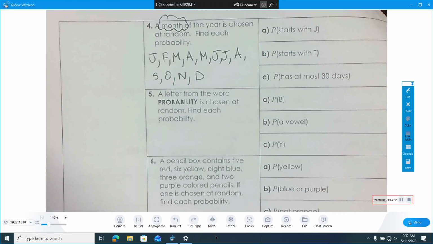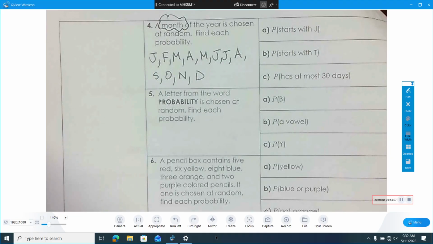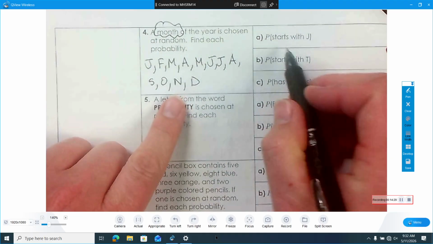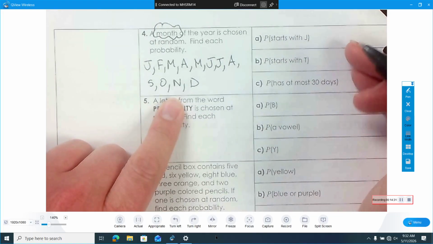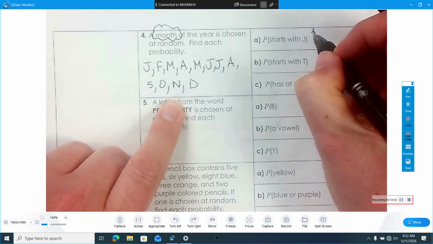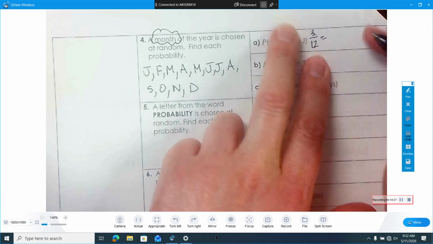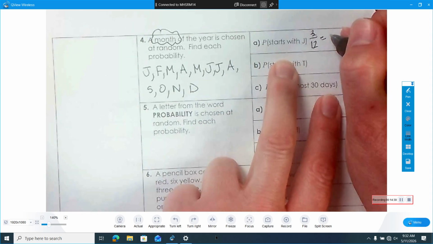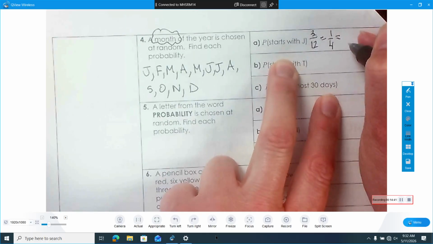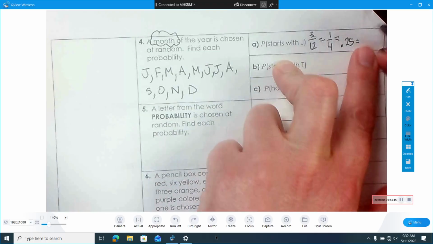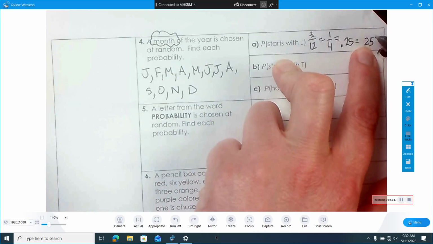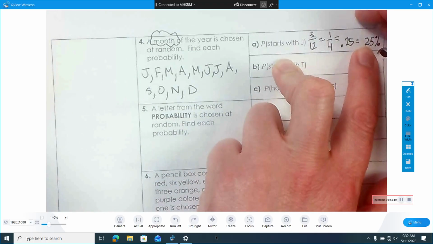Lots of months in the year. What's the probability that those months start with a J? 3 out of 12. Very good. Which is what fraction? 1/4. Which is what decimal? 0.25. Which is what percent? 25%. Very good.